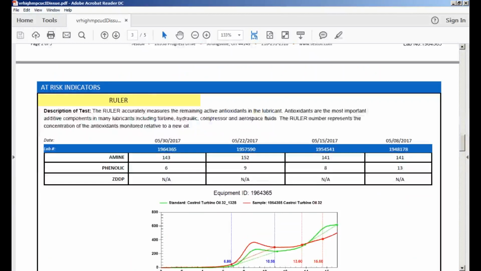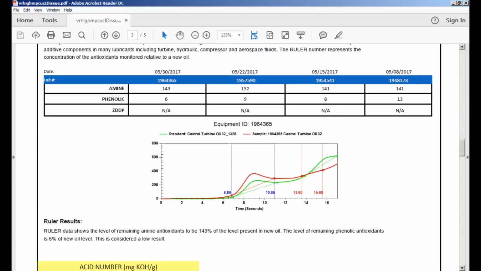And coming down here, we have kind of an oddball RULER result. We have 143% amines, but 6% phenolics. Usually whenever you're over 100%, especially when you're exceeding it by this much, it's an indication that it's maybe not a great match to the reference that we're using. So is this some sort of oil identification issue? That's why we're getting this oddball result on the RULER.